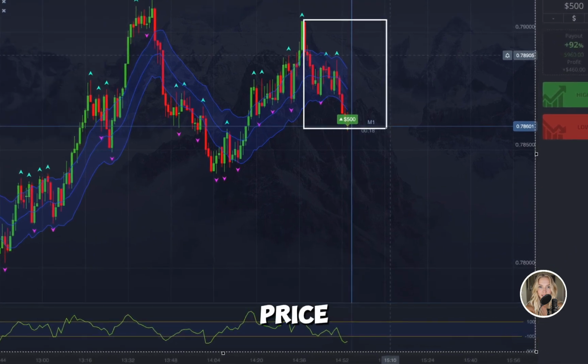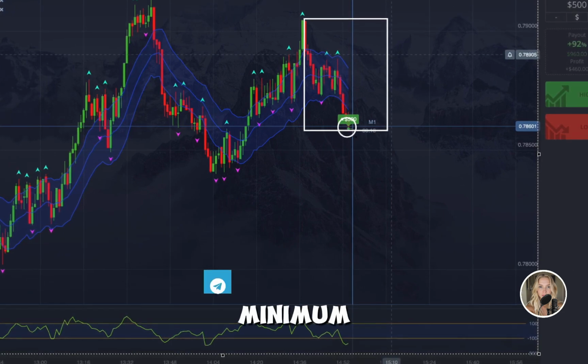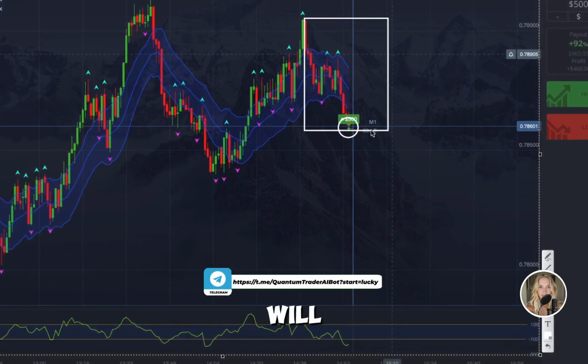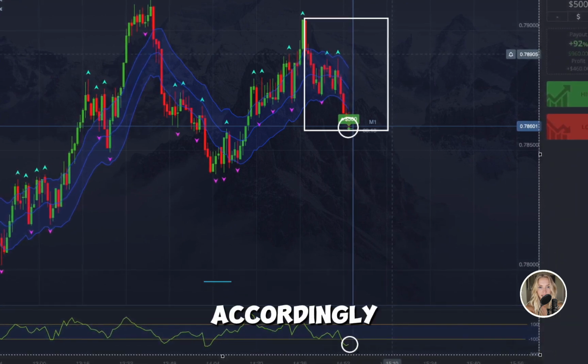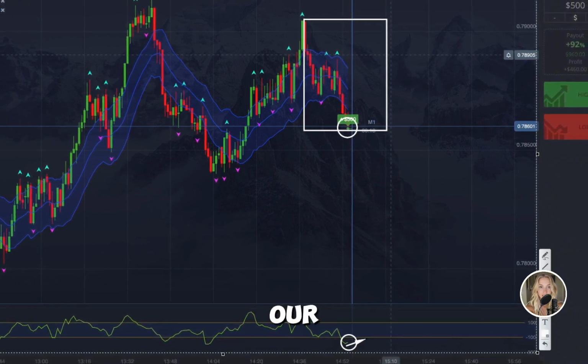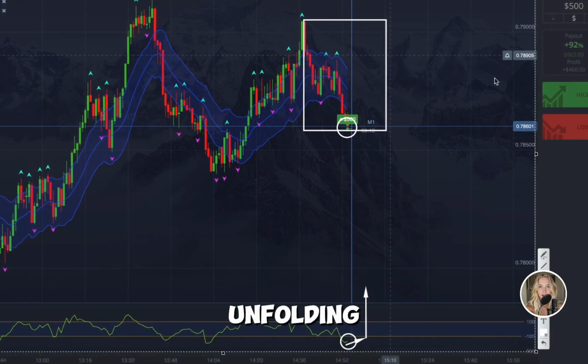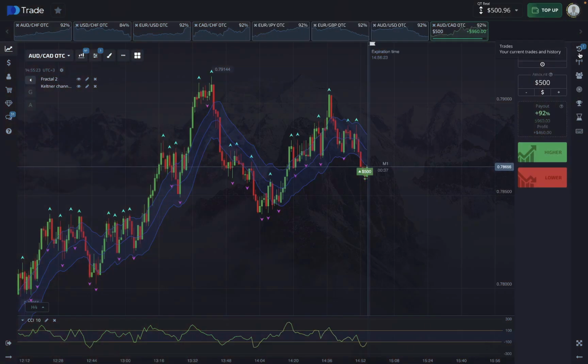So we have a price pullback here. In theory, a new local minimum is forming. The fractal will have to show this to us. The movement has also entered the outer part of our channel indicator, and accordingly, we have a reversal here on the moving line of our oscillator. It is unfolding and should exit the oversold area. Let's see.